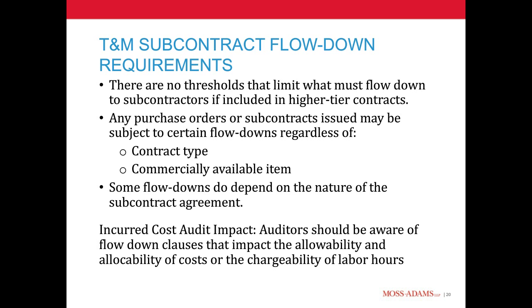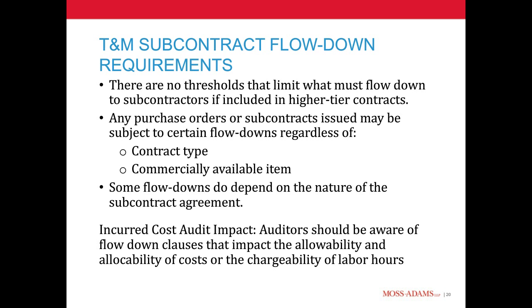Any purchase orders or subcontracts issued may be subject to certain flow downs, regardless of the contract type or whether it's a commercially available item. And I don't think that is well understood. I've seen situations where it's assumed that because it's a fixed price contract or a commercially available item contract that flow downs don't apply. But there are some that do apply regardless of contract.